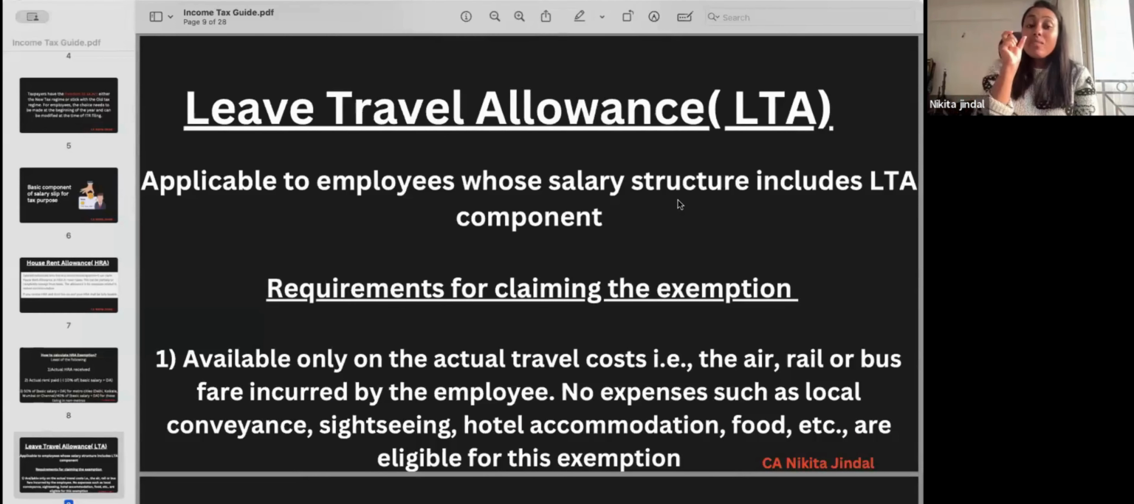Basically, this exemption is applicable only on the actual travel cost. Whatever travel you do by air, by rail or bus, you can claim it as an exemption. But do consider this, you cannot claim exemption on your local conveyance, sightseeing, hotel accommodation, food, etc. This is for your travel exemption, not for anything else. This is applicable only on the actual travel cost incurred by you.